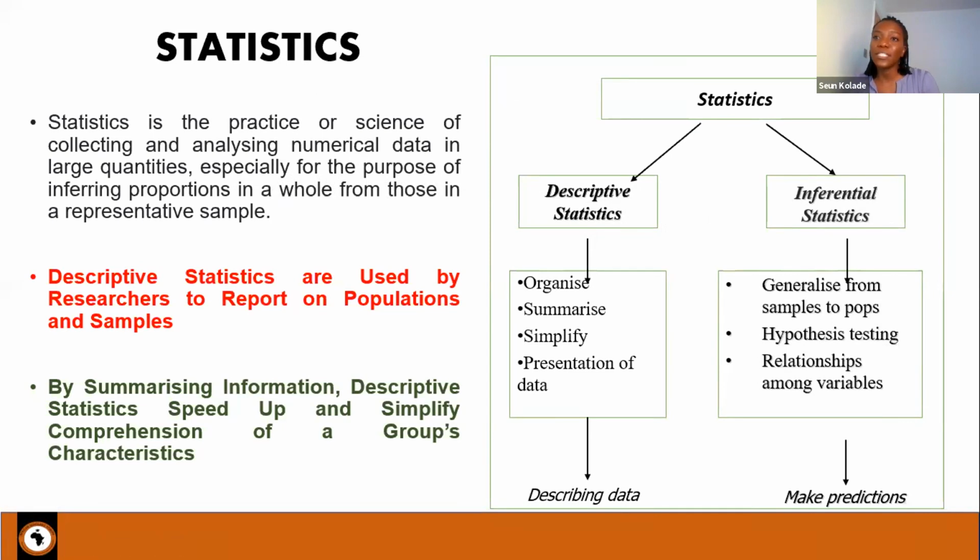Now, statistics comes in two different types. You have your first form of statistics, which is descriptive statistics. Now, these are often used to report on populations and samples. This is where you're able to organize your data, summarize it, and simplify it as well, and be able to summarize some of that information, which becomes more comprehensive according to a specific group that you're looking at, and identify similar characteristics that exist within that particular group.